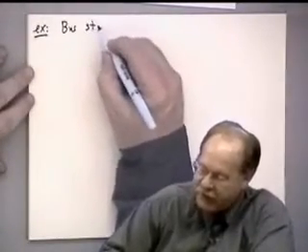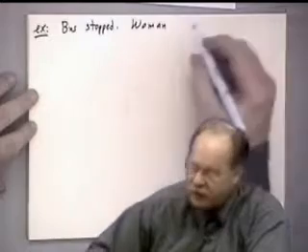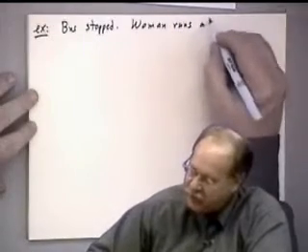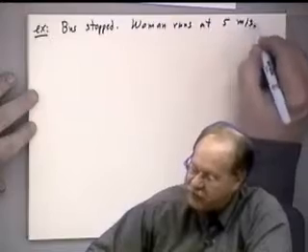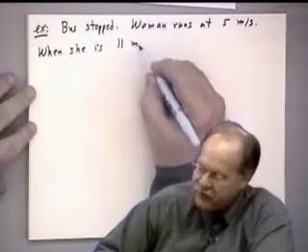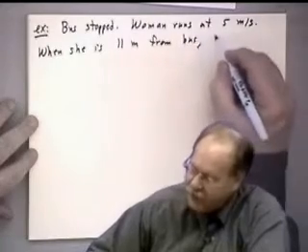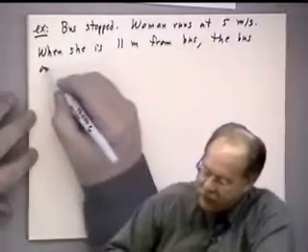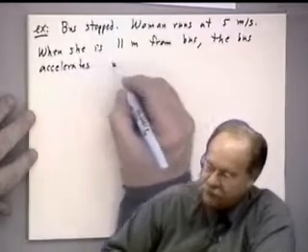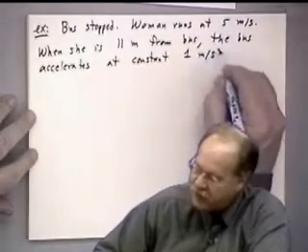Now let's look at an example where we put some of this into practice. Suppose we have a situation where there's a bus at a bus stop. So the bus is stopped, and we have a woman running to meet the bus. So the woman runs at a constant velocity of 5 meters per second. However, when she is 11 meters from the bus, or from the door to the bus, the bus accelerates at a constant acceleration of 1 meter per second squared.